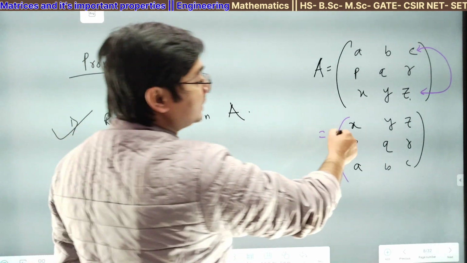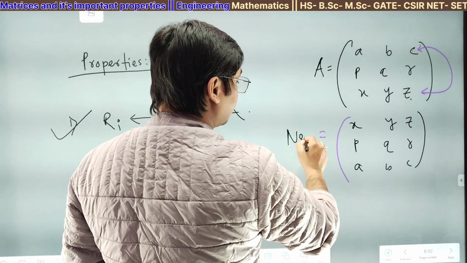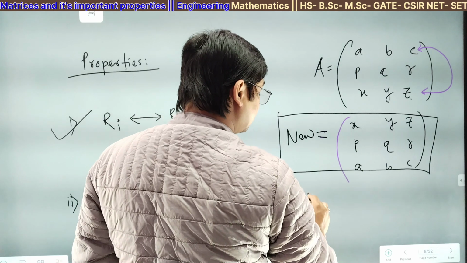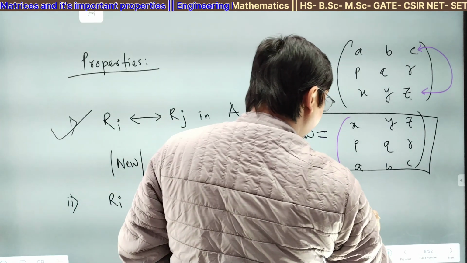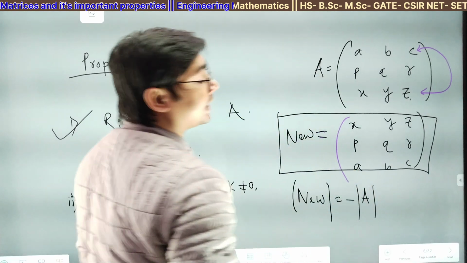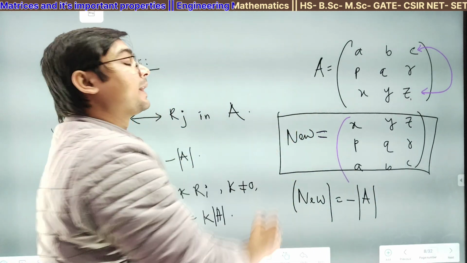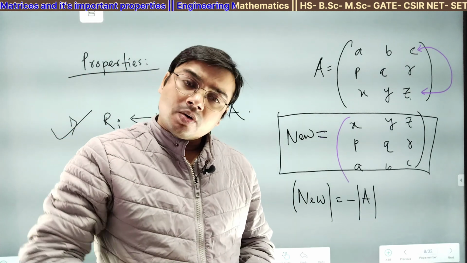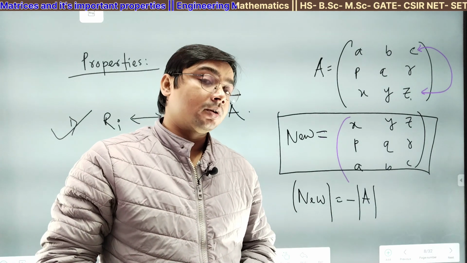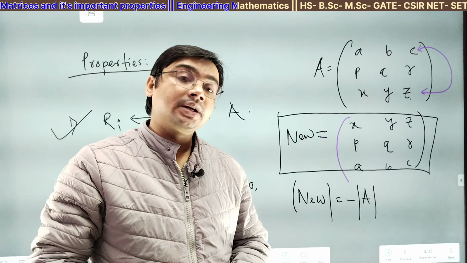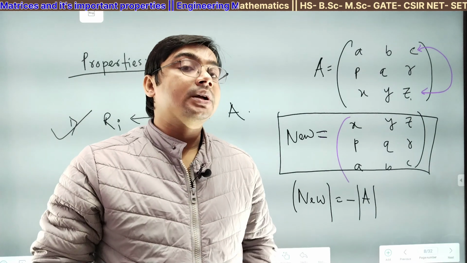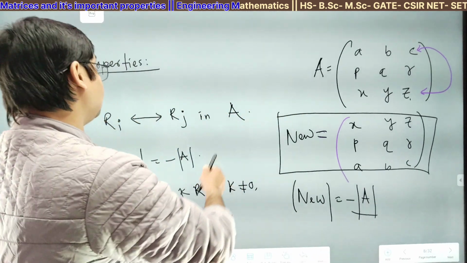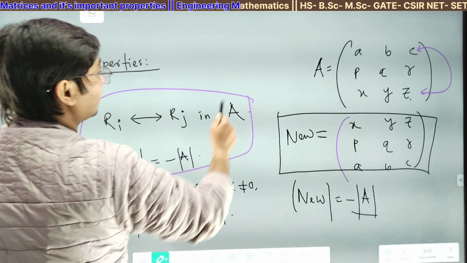Then the determinant of this new matrix, yes, this is our new matrix. So the determinant of this new matrix will be minus of the determinant of the old matrix, so previous matrix A here. Yes, that means if we interchange any two rows, or you can interchange any two columns also, then the value of the determinant of the new matrix will be equal to minus of the determinant of the previous matrix. Okay, so this is an important property, you must remember this one.